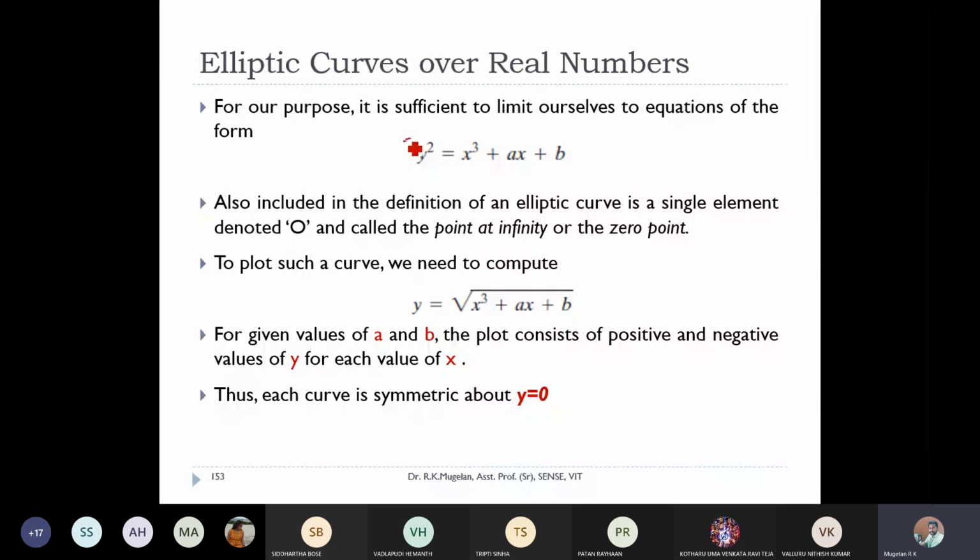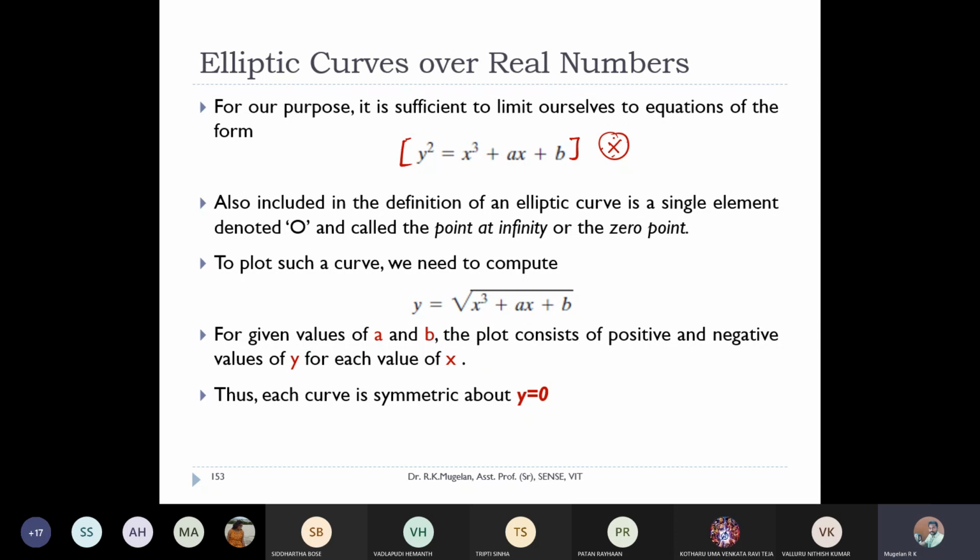Our equation will be this one: y square is equal to x cube plus ax plus b. I want everyone to note down this expression now. Kindly note it down. That is, y square is equal to x cube plus ax plus b. This will be the governing equation of elliptic curves. Based on this only, we'll be developing all our needs for cryptography.